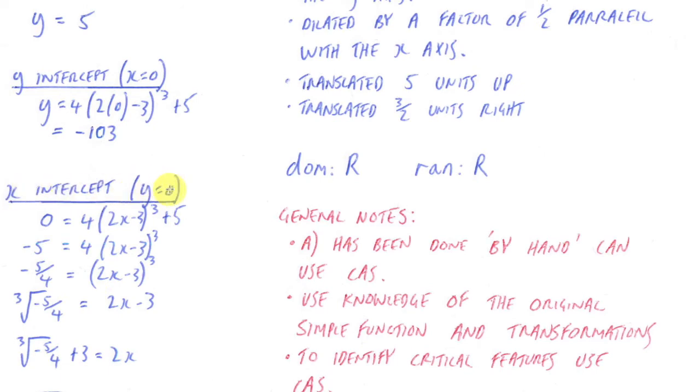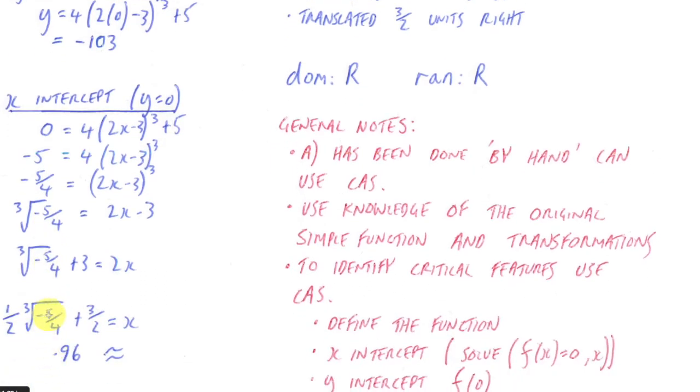X-intercept, make y equaling 0, so I've got 0 there. I now subtract 5. Divide both sides by 4. Take the third root of both sides, and remember that you can have an answer for the third root of a negative number. I then add 3, and now finally multiply everything by a half. And that there is the exact solution for the x-intercept.